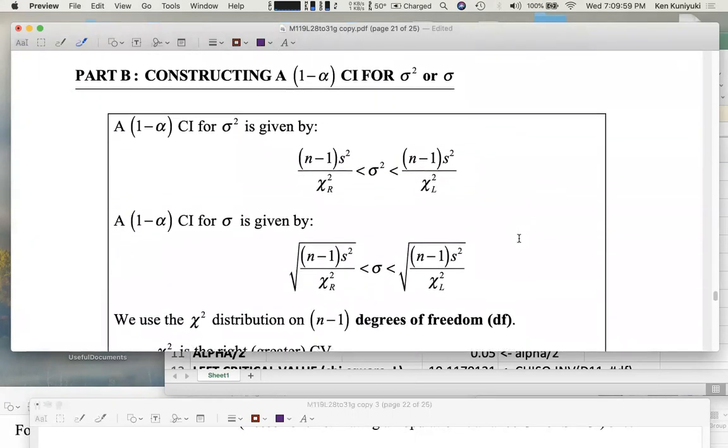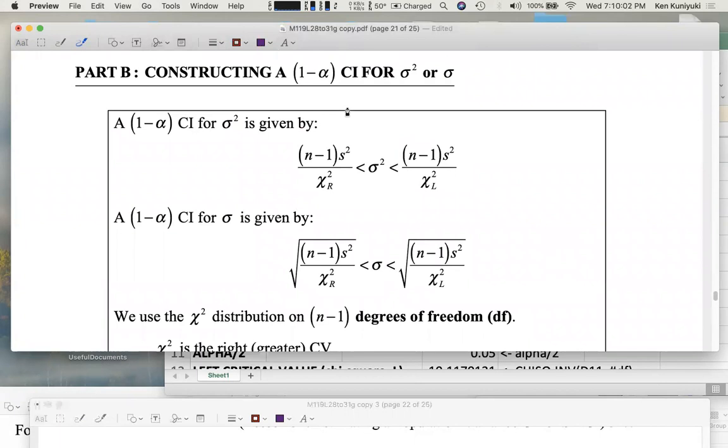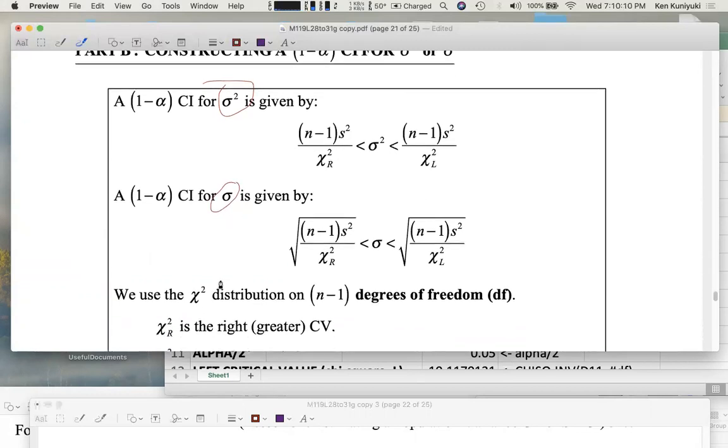All right, well, here are the formulas for a 1 minus alpha confidence interval for a variance or for a standard deviation. And in these cases, we're going to use a chi-square distribution on n minus 1 degrees of freedom, just like in the t case. Remember, there are infinitely many chi-square distributions. We're going to use the one at n minus 1 degrees of freedom, where n is the sample size.